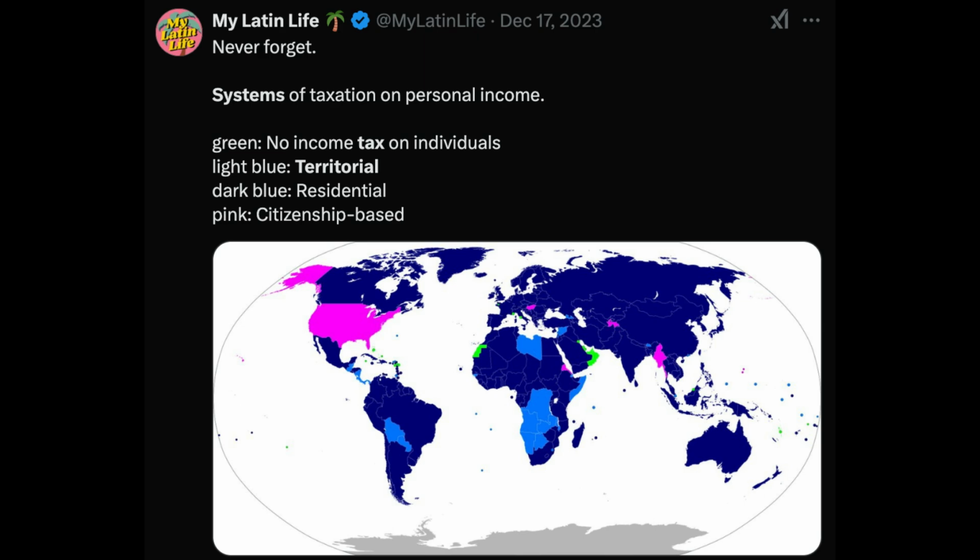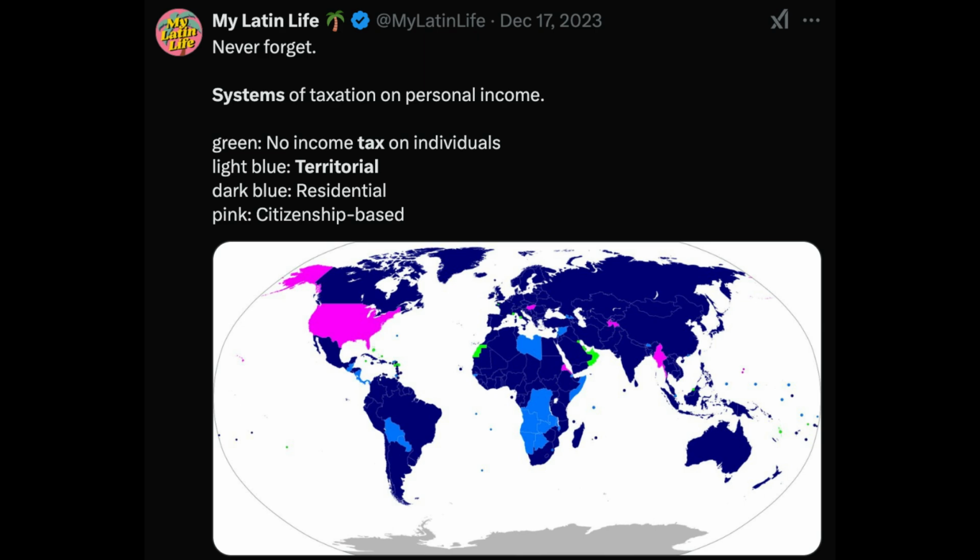And then in Latin America, what are the territorial tax systems? Well, I've tweeted about this many times. You guys got to follow us on Twitter, by the way. But just off the top of my head, from north to south, we have Belize, Guatemala, Nicaragua, Costa Rica, Panama, Ecuador, Paraguay, and Dominican Republic. Those are the ones that come to mind off the top of my head.